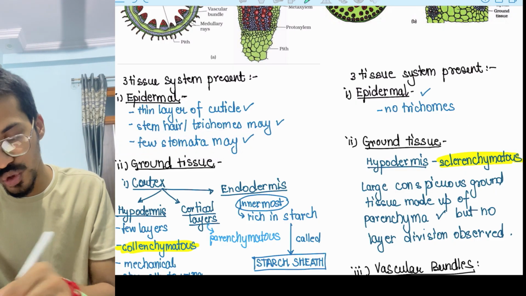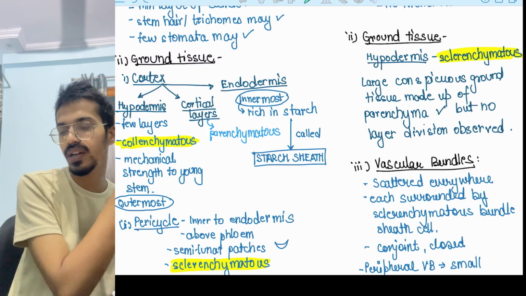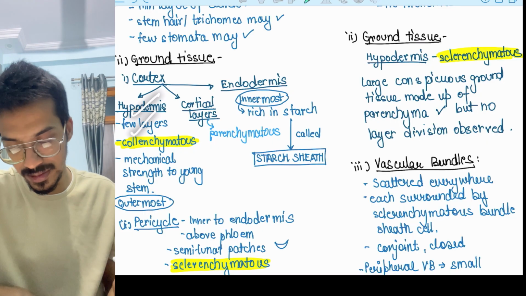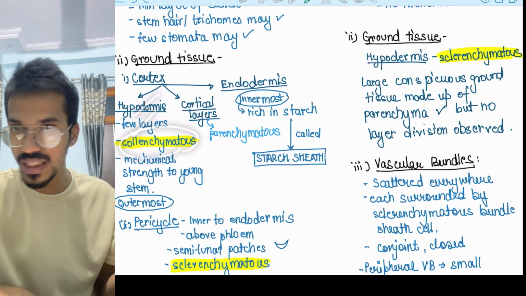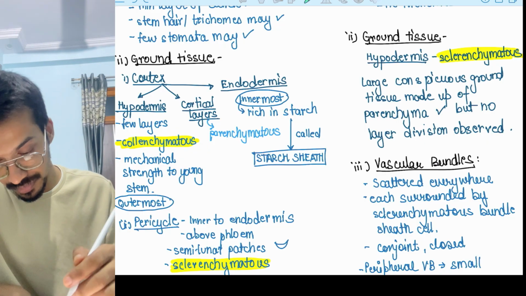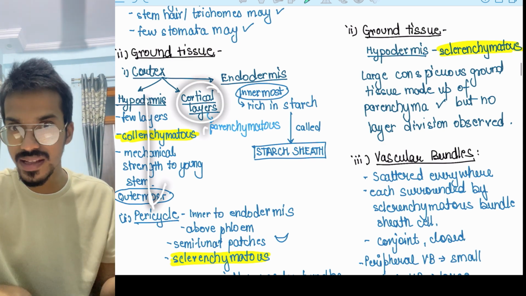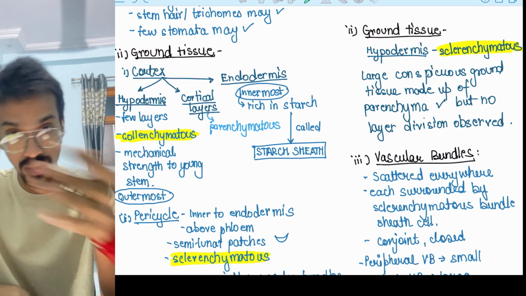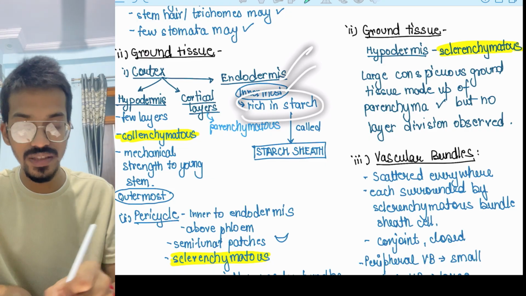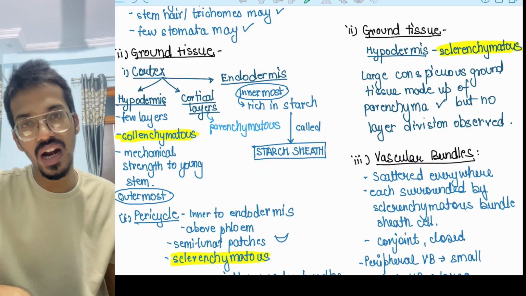Then comes the ground tissue. The cortex is divided into three parts. What are they? Hypodermis, cortical layers or general cortex, and the endodermis. If you see the hypodermis, there are a few layers of collenchyma, and it provides mechanical strength to the young stem. We have already discussed these facts in the first part of this video. This is the outermost layer. Then the cortical layer, they are parenchymatous. We have already discussed it when we discussed the diagram. Endodermis is the innermost layer and it is rich in starch. That's why it is called a starch sheath. Sheath is what? A covering layer made up of what? Starch. So we name it like that.